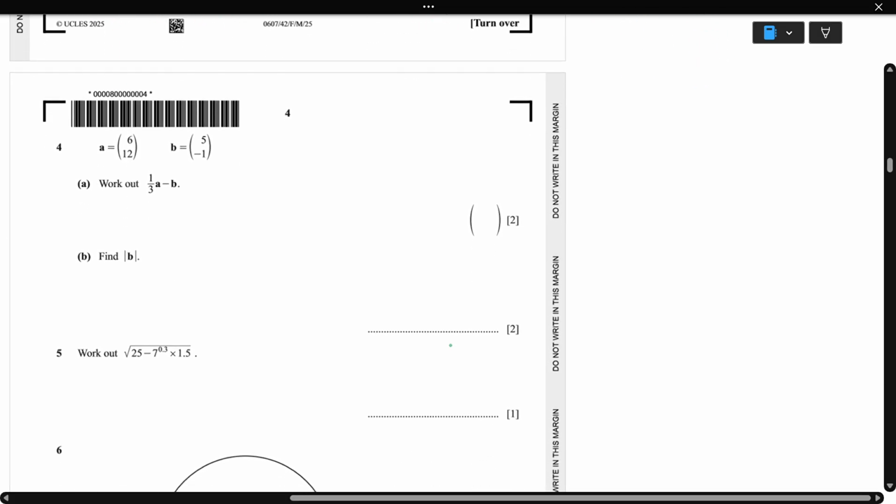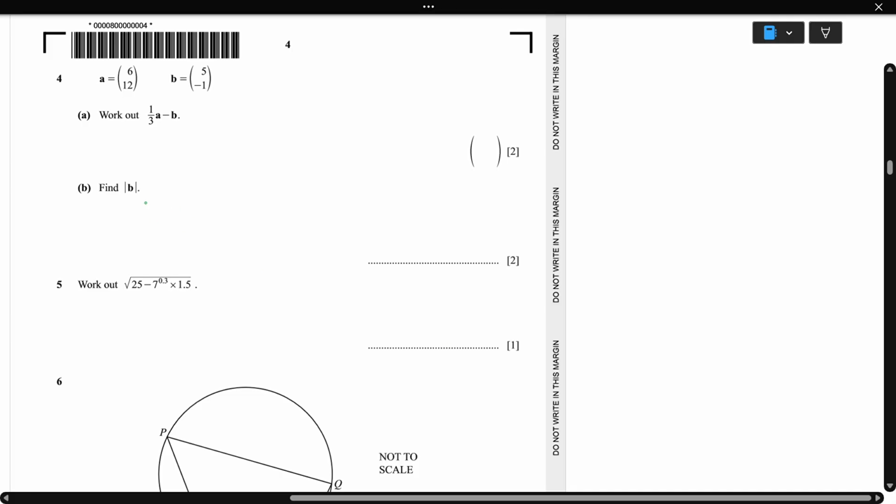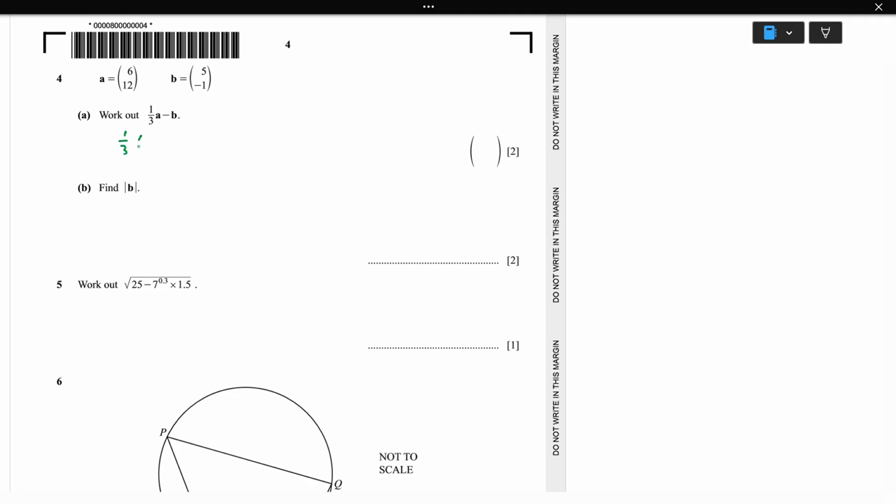Okay, the next question. There are vectors given: A is (6, 12) and B is (5, -1). Find 1/3 A minus B. So 1/3 times (6, 12) minus B. 1/3 of 6 is 2 and 1/3 of 12 is 4. Then minus (5, -1). So 2 minus 5 is negative 3, and 4 minus negative 1 is positive 5. The answer is (-3, 5).